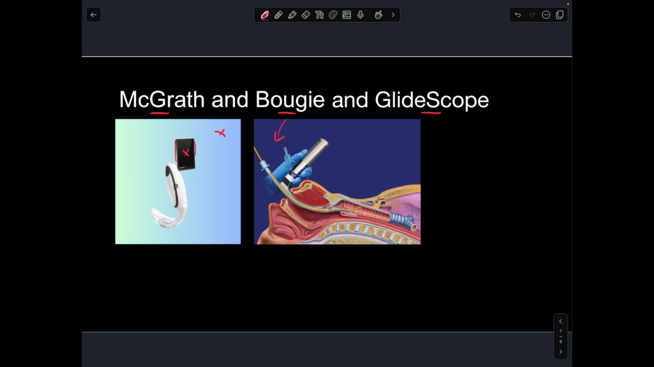A glide scope is very similar to the McGrath, except the screen that you're visualizing the glottic structures on is not attached to the handle. It would just be a screen that could be mounted to your IV pole or on a rolling stand, kind of like an ultrasound screen. Now, a few pointers when using at least a glide scope.